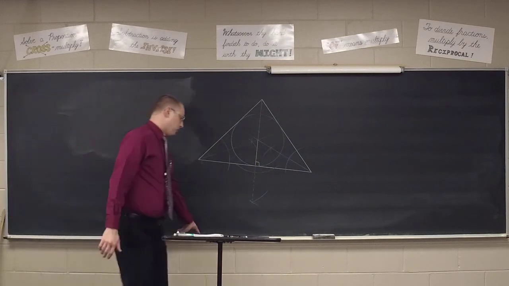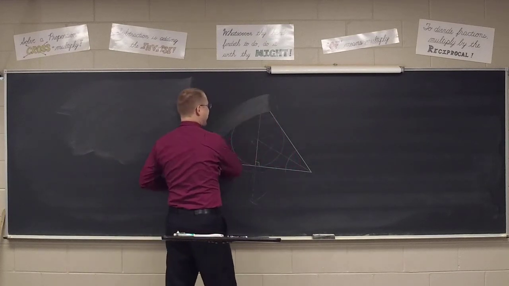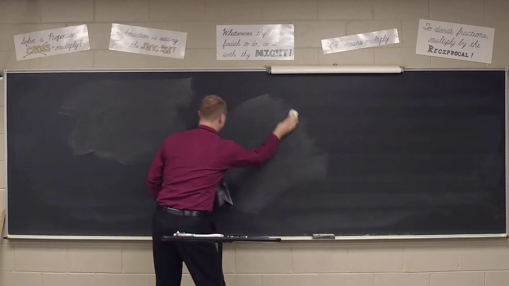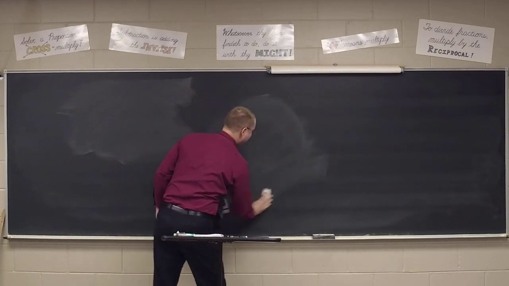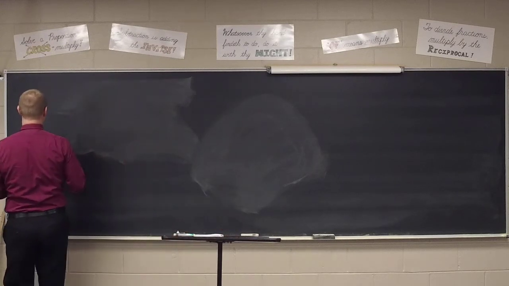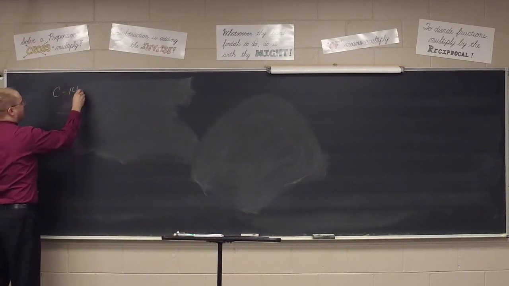Now, construction 14 is constructing a tangent. So we're going to break it into two different constructions. We're going to have construction 14A and construction 14B. So at the top of this sheet of paper, construction 14A.